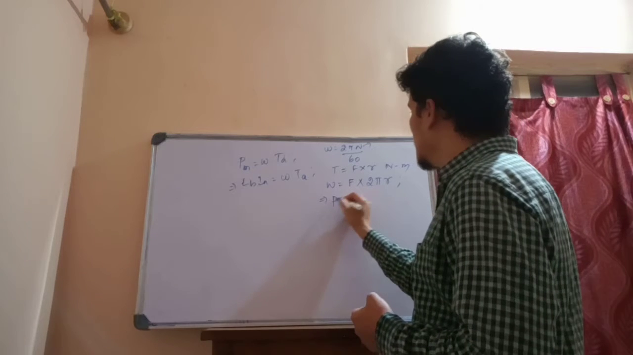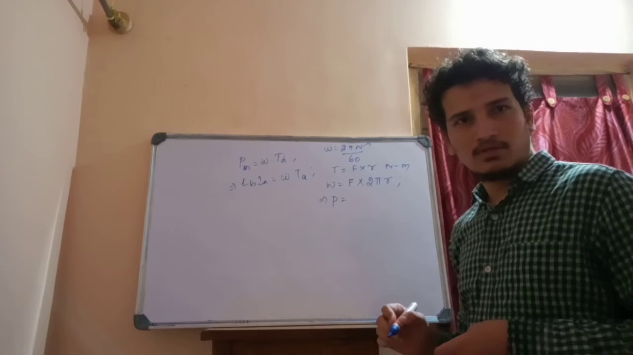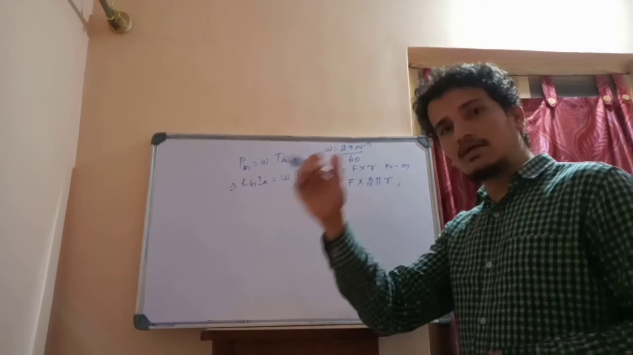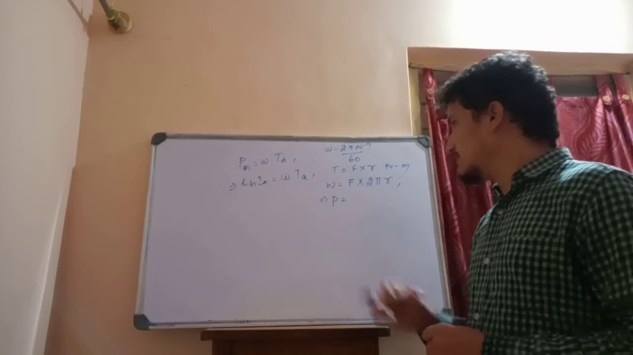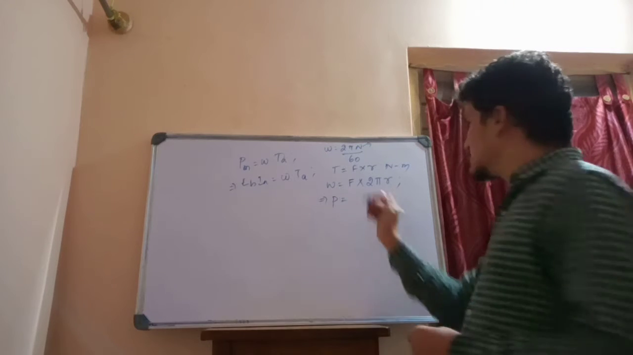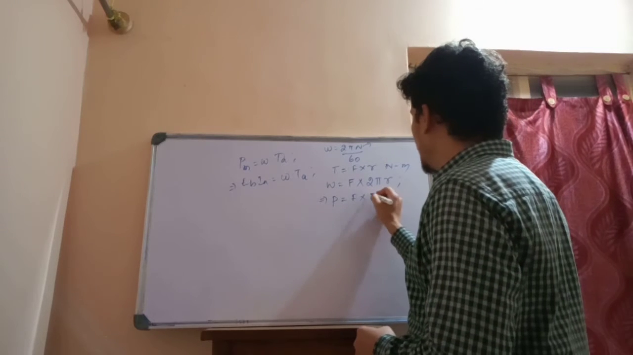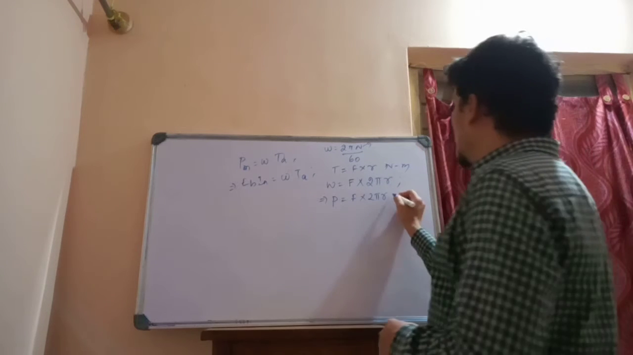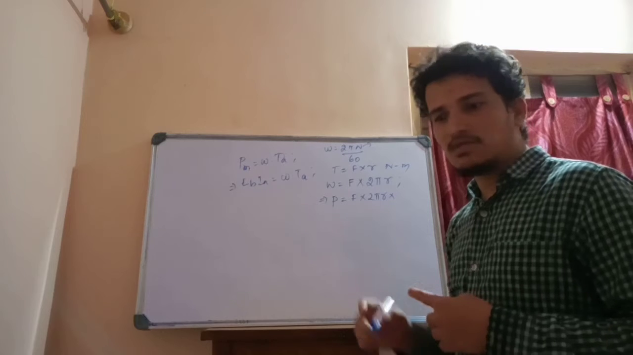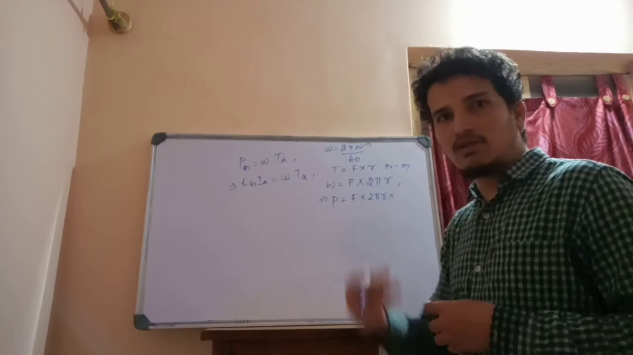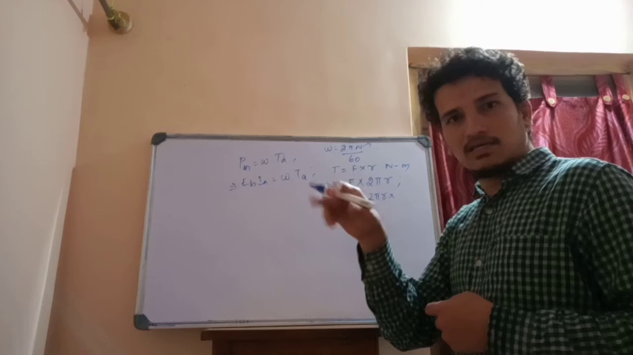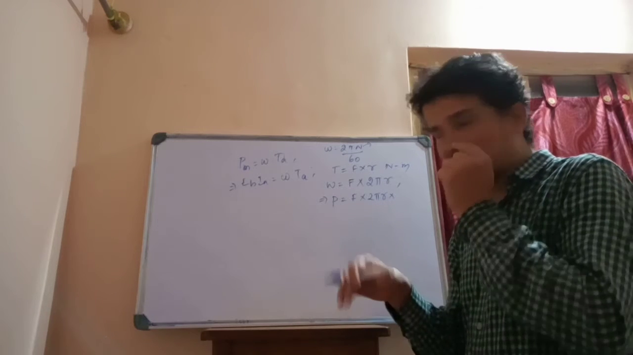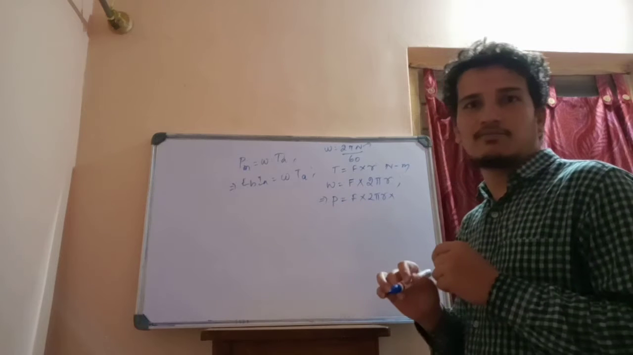Now what is the power developed in 1 second? Power is equal to work done divided by time. What is power? Work done in 1 second. So what is the work done in 1 second? F into 2 pi R in 1 second. In 1 second, how many revolutions will it do? N is in revolutions per minute, not per second. But I need work per second.